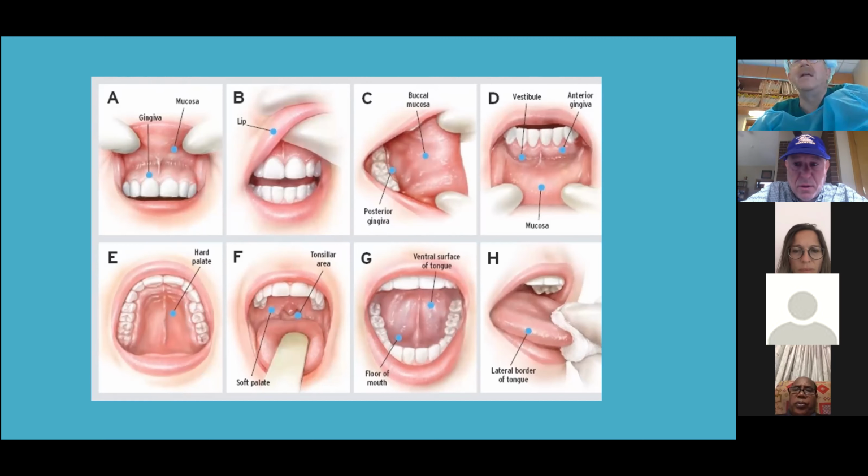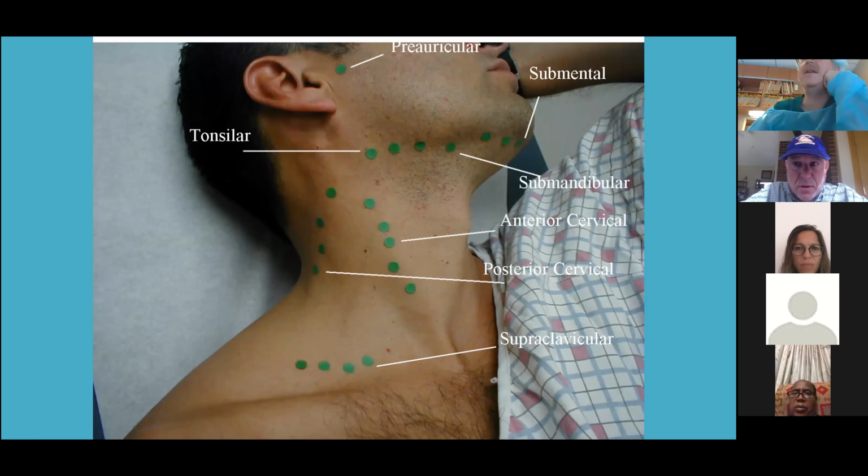areas to examine. Thorough head and neck exam always includes palpation of the lymph nodes in the preauriculars, tonsillars, submandibular, anterior cervical, posterior cervical. And you may pick up, as you know, lymph nodes.